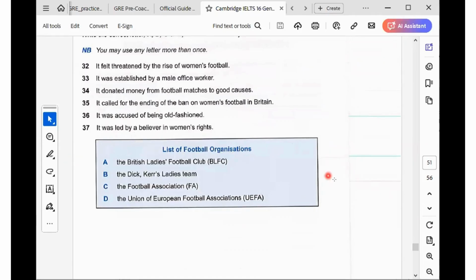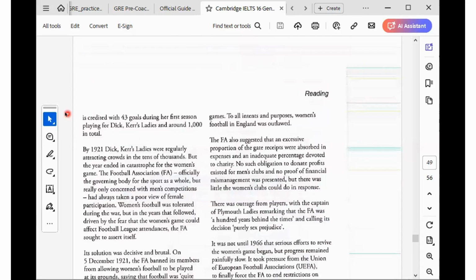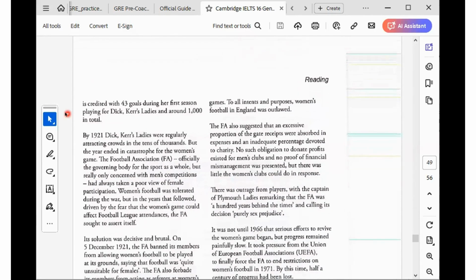Then let me see. The ones I've not solved now are number 32 and number 35. 32, felt threatened by the rise of women's football. That's the FA. The FA felt threatened by the rise of women's football. Where is it? I saw it somewhere.